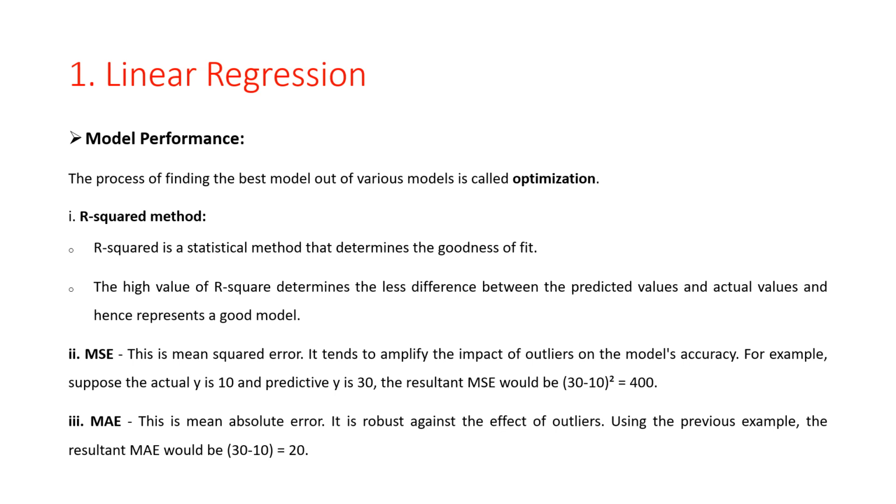It is robust against the effect of outliers. Using the previous example, suppose the actual y is 10 and the predicted y is 30. So the resultant MAE, the mean absolute error, is 30 minus 10 equal to 20. So this is the mean squared error and the mean absolute error.